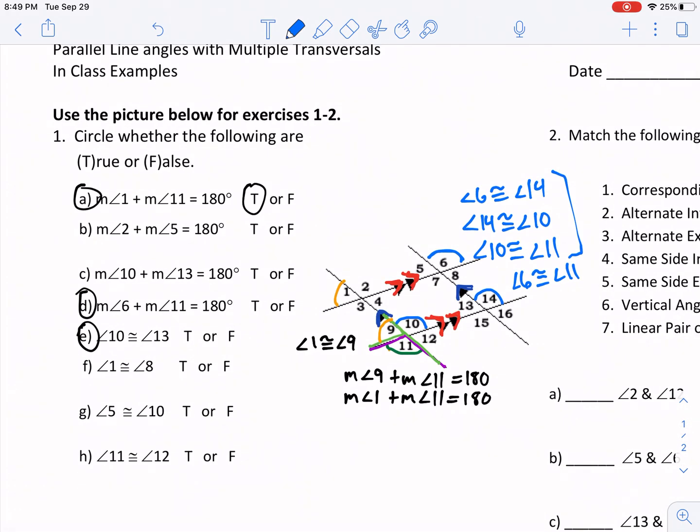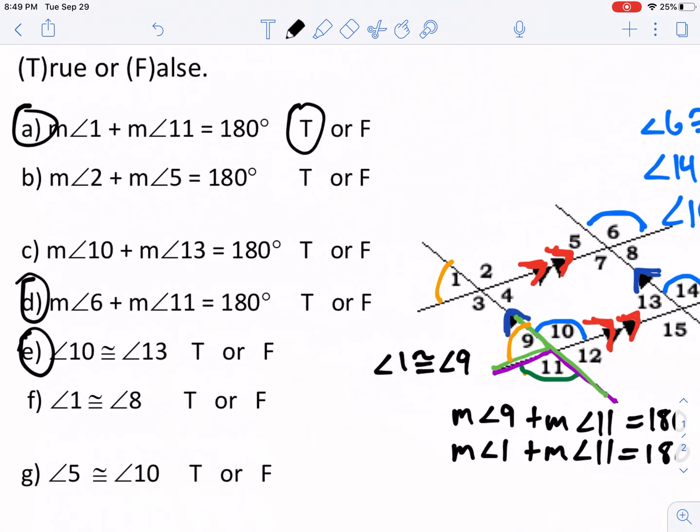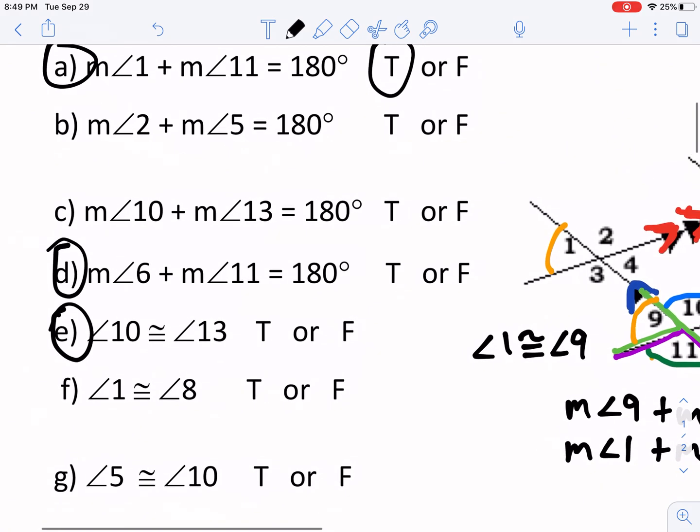So do they add up to be 180 degrees? Not necessarily. The only way that would work is if they were both right angles. So it's not necessarily true, so this would be false. We don't know. The only way this would work is if they both happen to be right angles, which would mean that they're congruent to each other, but they're also supplementary.